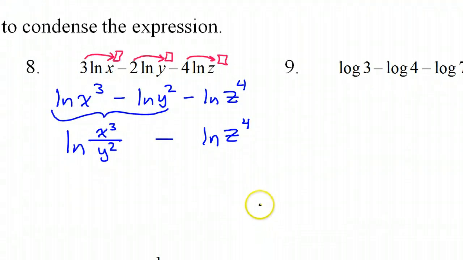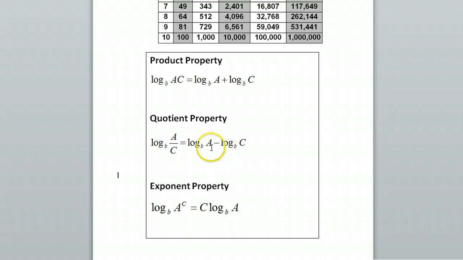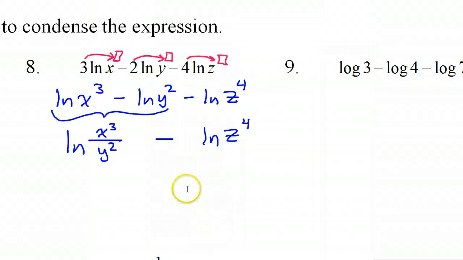Now, we have to reverse the quotient rule again, all right? Because still we have this difference, and we're still going to write this as a fraction, a quotient. Okay, and it's got to be this divided by this.